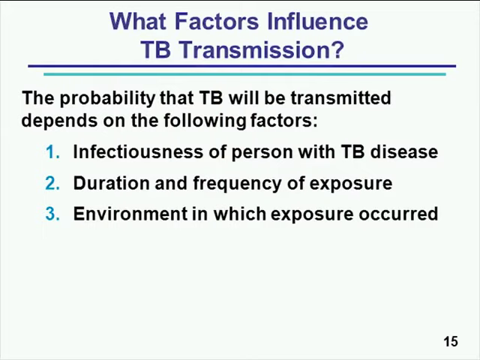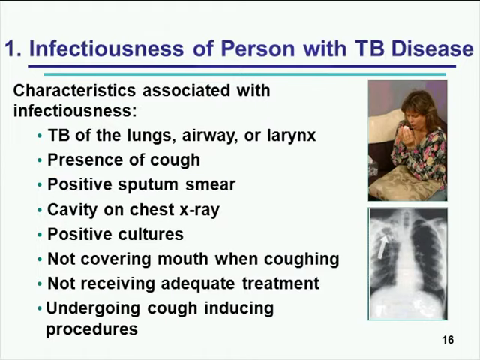The probability that TB will be transmitted depends on the following factors: the level of infectiousness of the index case, the duration and frequency of exposure, and the environment in which exposure occurred. So regarding the index case, some of the characteristics associated with infectiousness are respiratory TB, that is TB of the lungs, airway, or larynx, the presence of cough, a positive sputum smear, cavitary disease on film, positive cultures, not covering their mouth when coughing, not receiving adequate treatment, and of course undergoing cough-inducing procedures. We shouldn't forget that a patient with a negative smear does present the potential of transmitting.